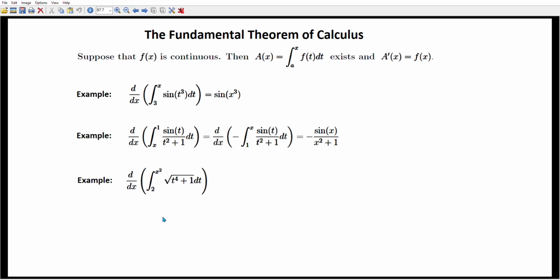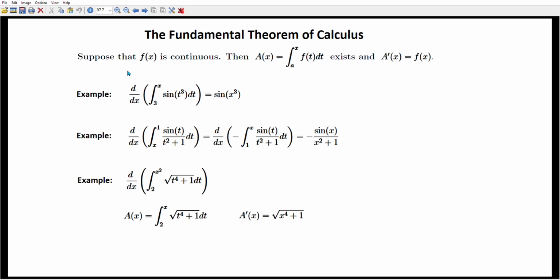Last, let's look at the derivative of a more complicated expression. Integral from 2 to x squared of the square root of t to the 4th plus 1 dt. Now the difficulty here is there isn't an x here, there's an x squared. So let's look at what we would get if we had an x there. And this would be a standard area function that we know about, and we would know its derivative was the square root of x to the 4th plus 1.